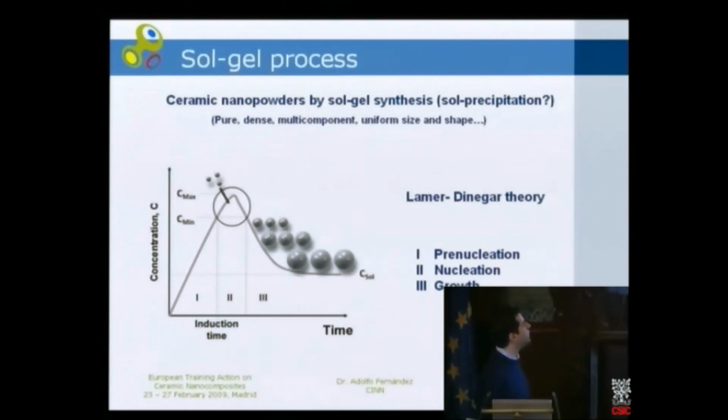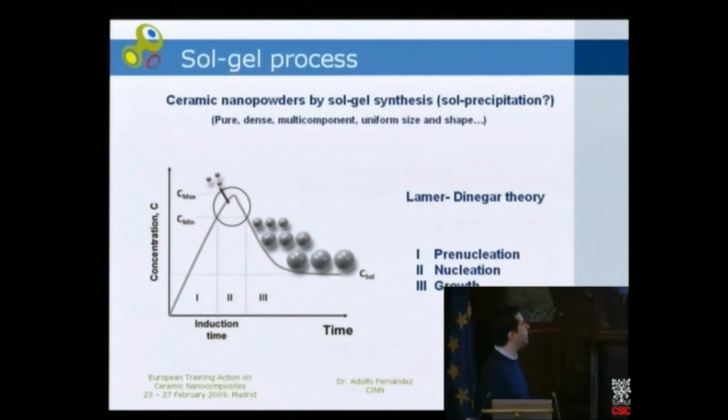As Professor Baldi has shown previously, the precursors in solution is a very suitable method for obtaining nanoparticles. And for example, as the LaMer-Dinegar theory showed, when you start with a precursor in solution, as the concentration is increased, it's going to reach a maximum concentration or saturation concentration, in which it's going to start the nucleation of the particles. After that, the concentration is going to decrease until equilibrium concentration is reached.